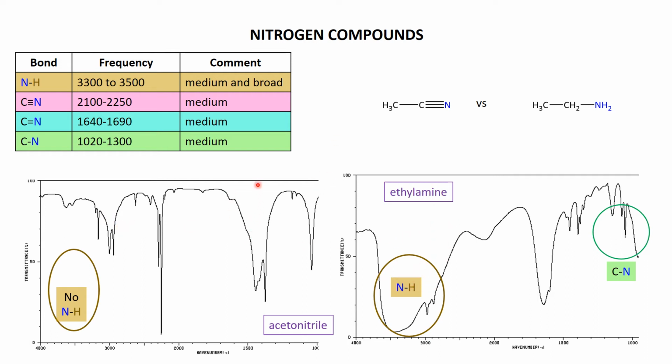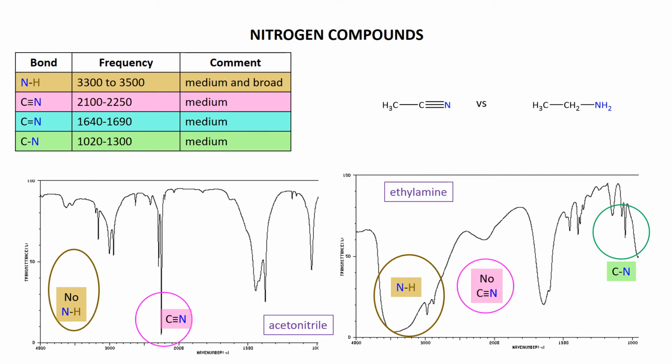But the big important peak that we now see with acetonitrile is this carbon nitrogen triple bond peak down here at about 2,250. So right up at the end of the expected range for the C triple bond N. And of course, we don't have the C triple bond N in the ethylamine structure.